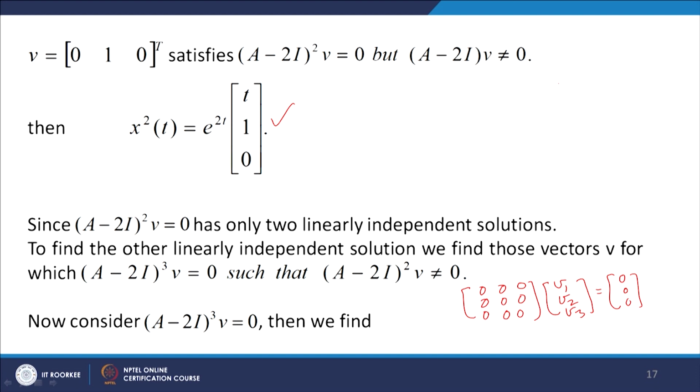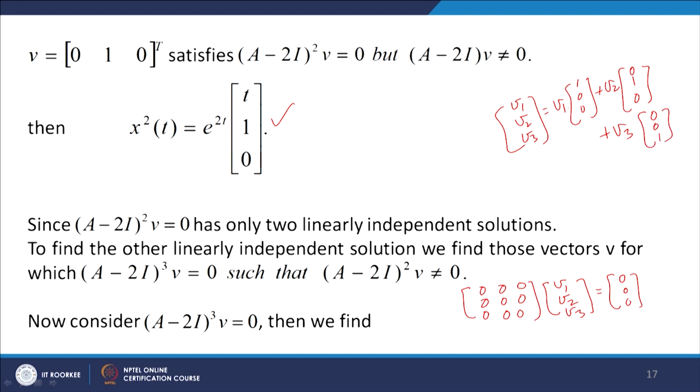Now we can consider b1 b2 b3 as a linear combination of 1 0 0, 0 1 0 and 0 0 1. The vector 1 0 0 we already have got; it was a solution of (A minus 2I) b equal to 0. The vector 0 1 0 we got as a solution of (A minus 2I) whole square b equal to 0.